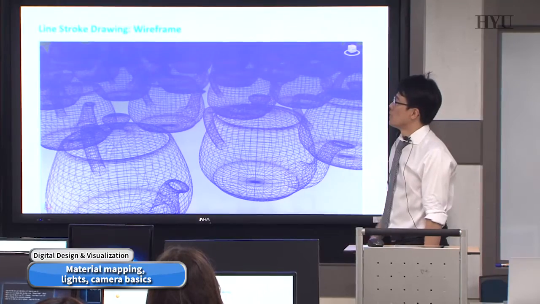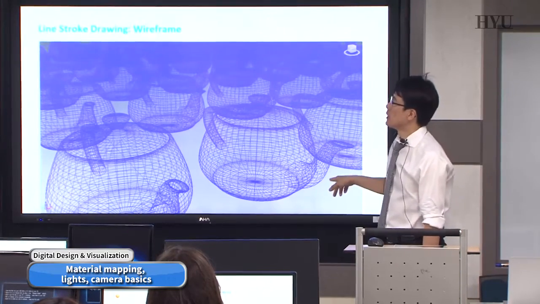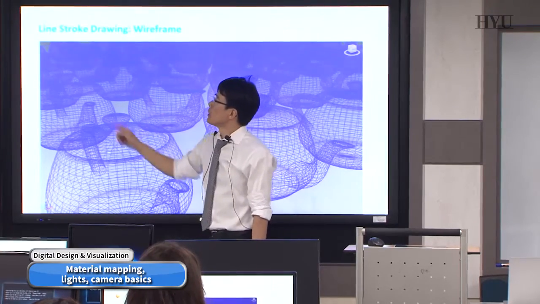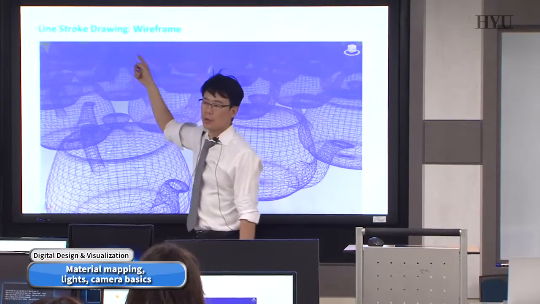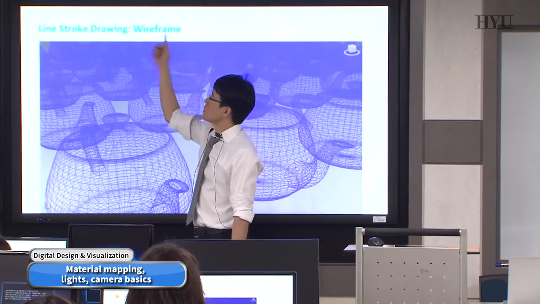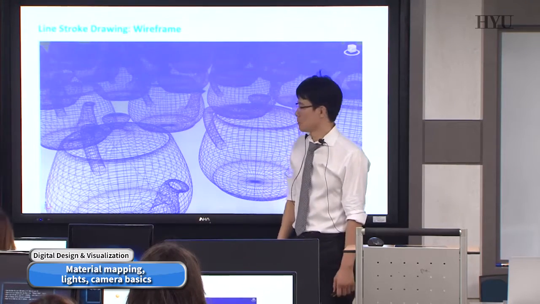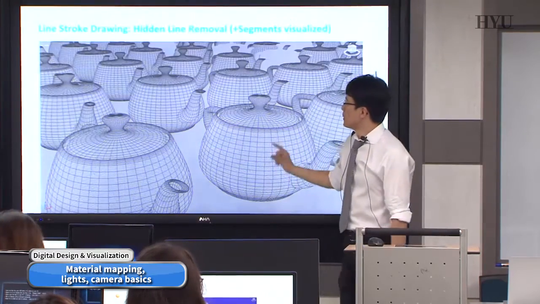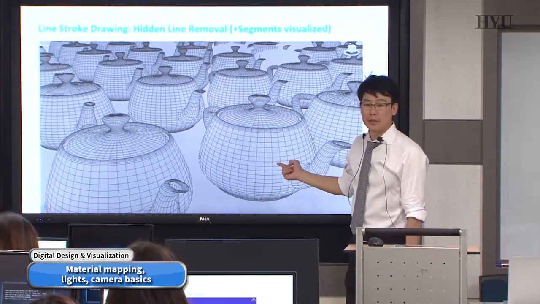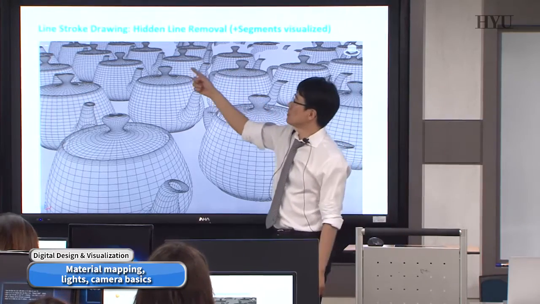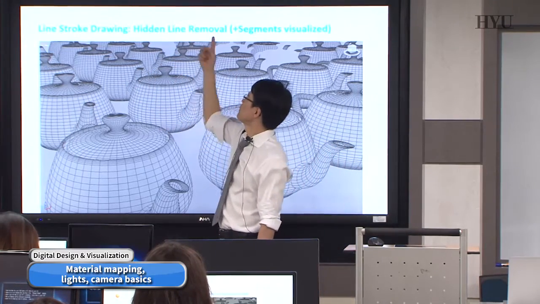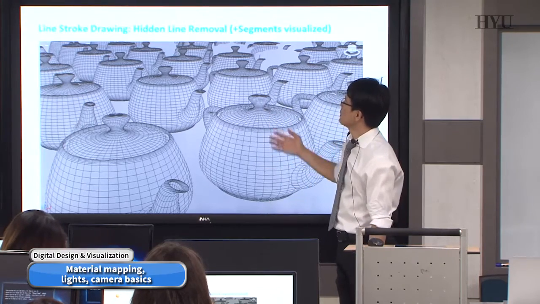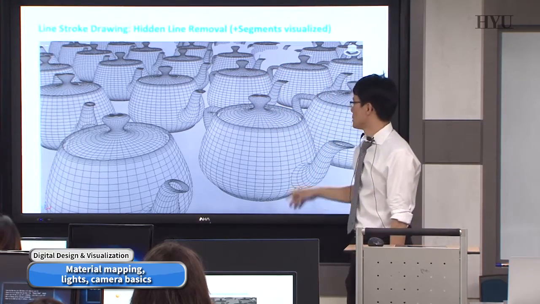So you can get photorealistic rendering. Here I put one type of rendering. I told you this is one type of rendering. In this case, it's a line stroke drawing, okay? Its name is wireframe. If you remove hidden lines, that's going to be another line stroke drawing, but with hidden line removal.